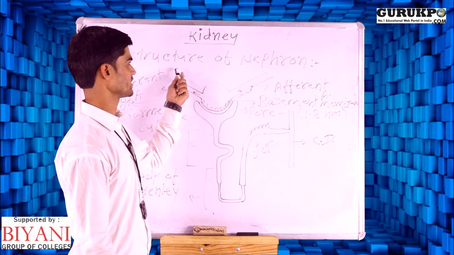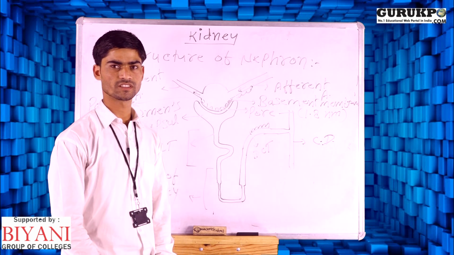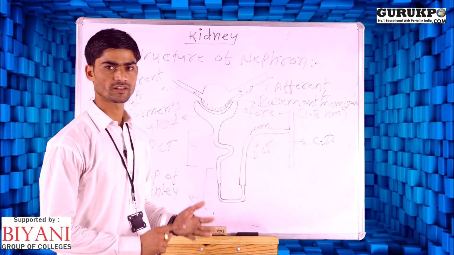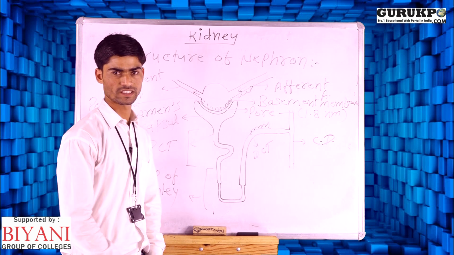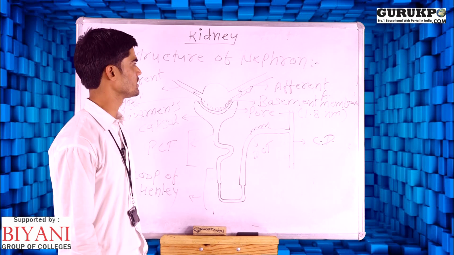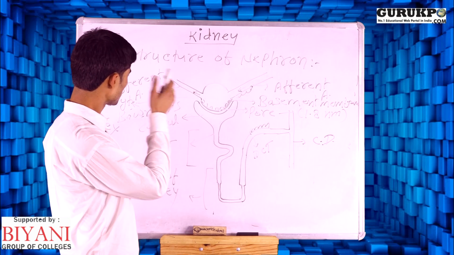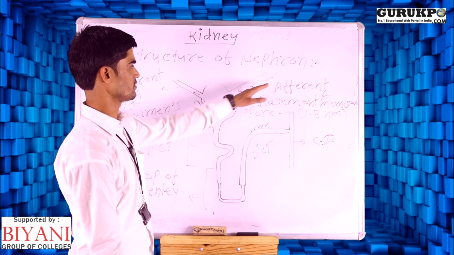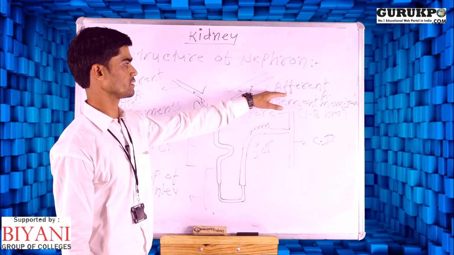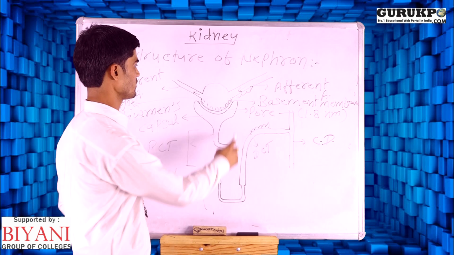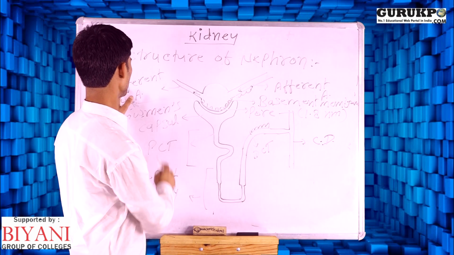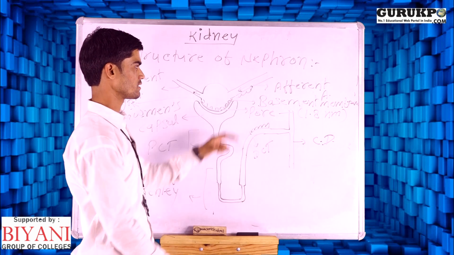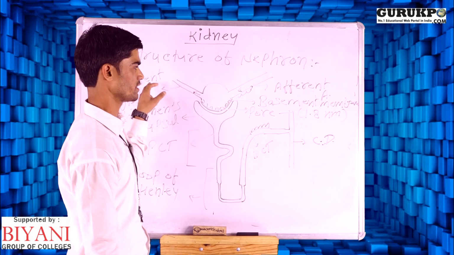Now we will discuss the structure of nephron. Nephron is the structural and functional unit of the kidney. There are 1 million nephrons present in the kidney. 1 million means 10 lakhs. These are the structures of the nephron. Blood comes into the kidney by the afferent arteriole and exits by the efferent arteriole. Afferent arteriole diameter is more than efferent arteriole.